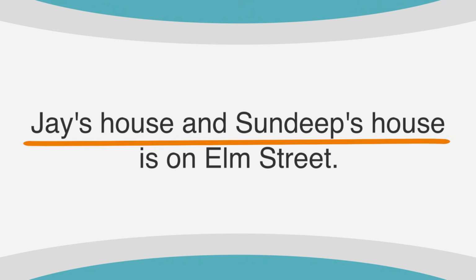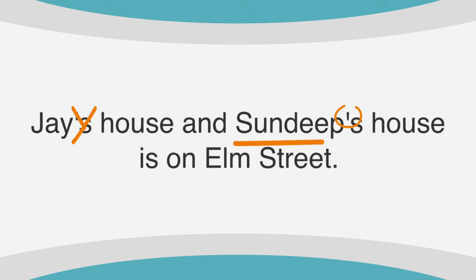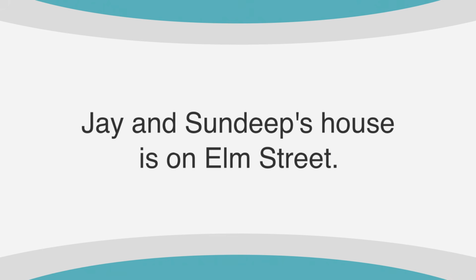Let's fix this by showing joint possession. Place the apostrophe after the second noun only. We can remove the first mention of house because we're talking about joint possession of one house. Jay and Sandeep's house is on Elm Street. Dropping the first mention of house and using the possessive apostrophe corrects the sentence.